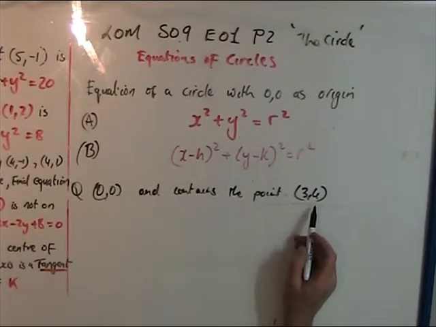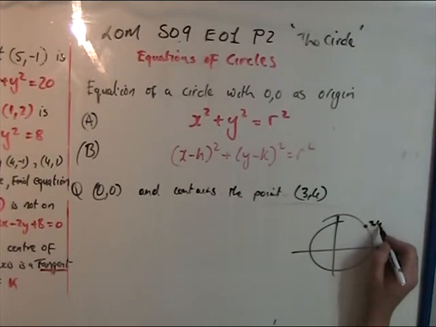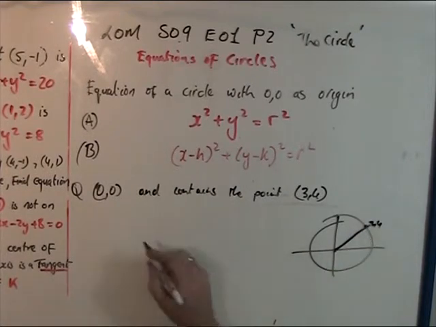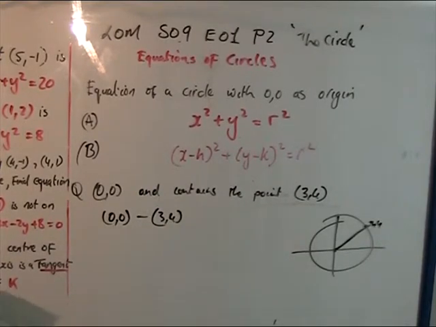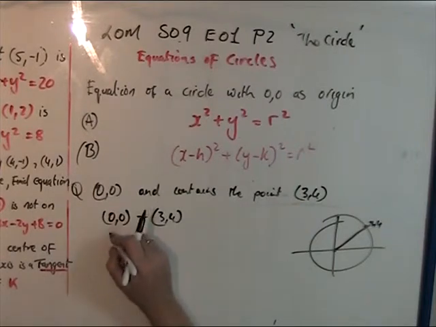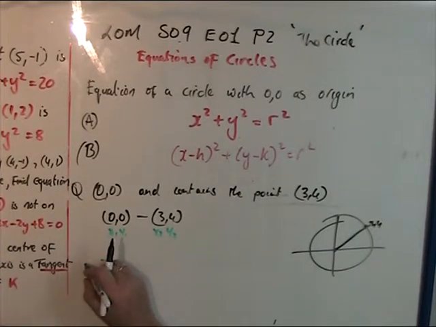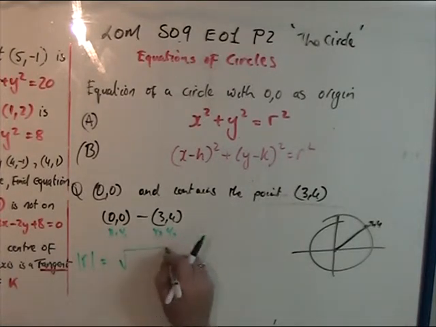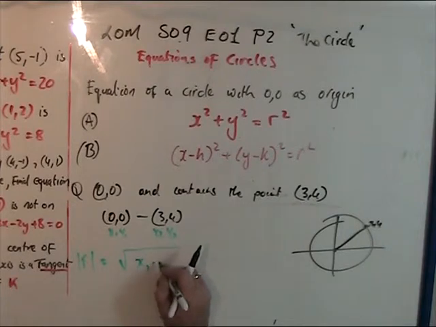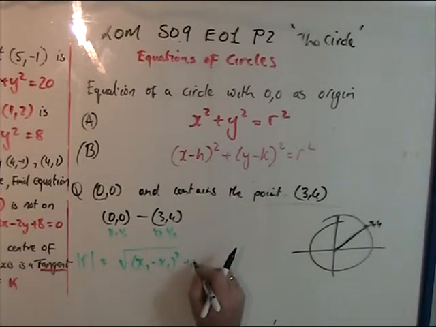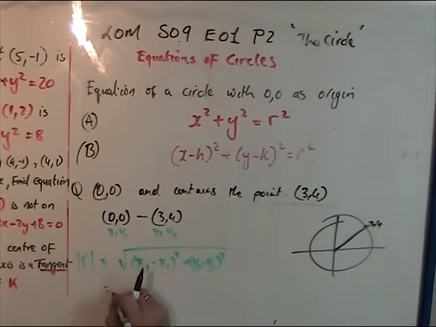So first of all, I have to find the radius length. It goes from the center to 3, 4, so I can find the distance from 0, 0 to 3, 4. The first thing I do is label my points x1, y1, x2, y2, and the length of a line, which is r, is the square root of (x2 minus x1) all squared plus (y2 minus y1) all squared. It's related to Pythagoras' theorem. So we just put in our values.